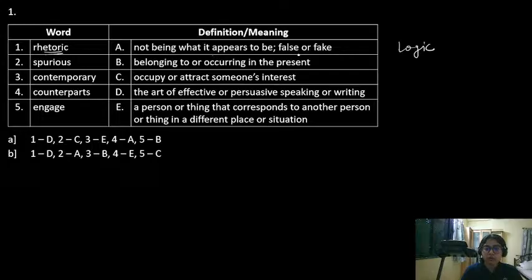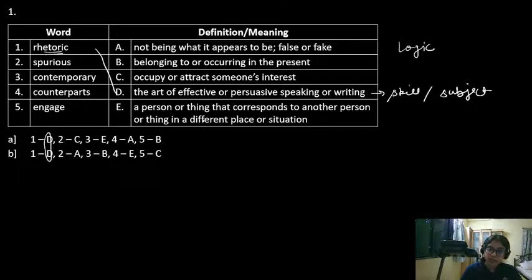Okay, not being what it appears to be, false or fake, belonging to or occurring in the present, occupy or attract someone's interest, the art of effective or persuasive speaking or writing. Okay, D definitely sounds like a skill, like a subject that requires training, which the children were being given. So one should definitely match D, but it matches in both the options.